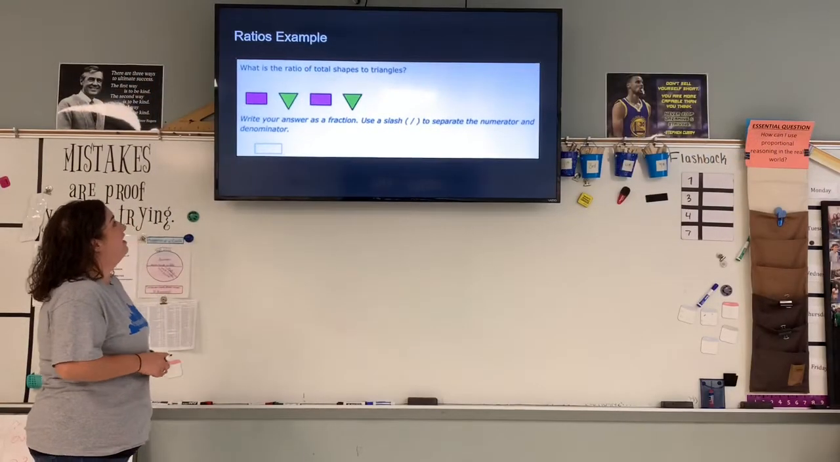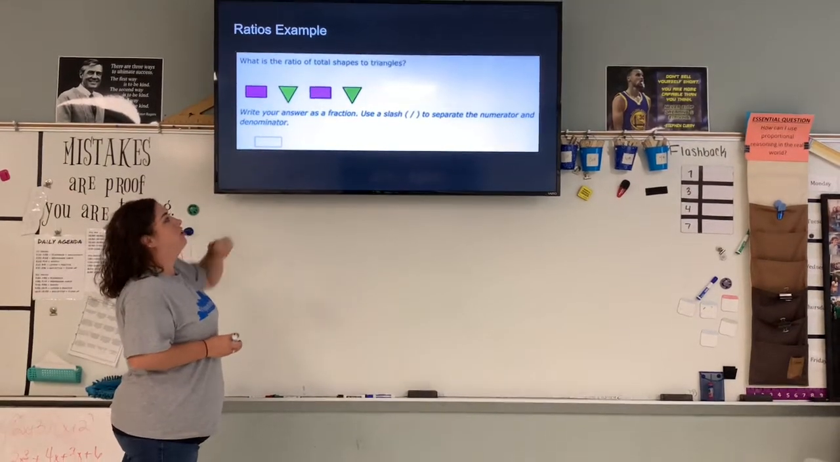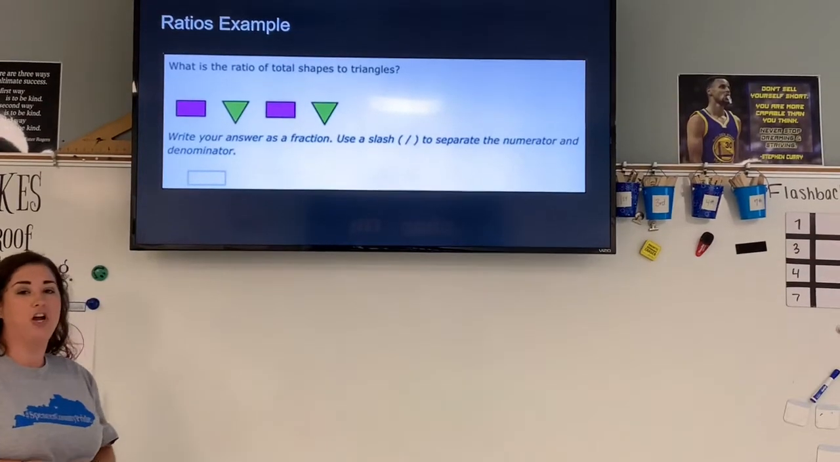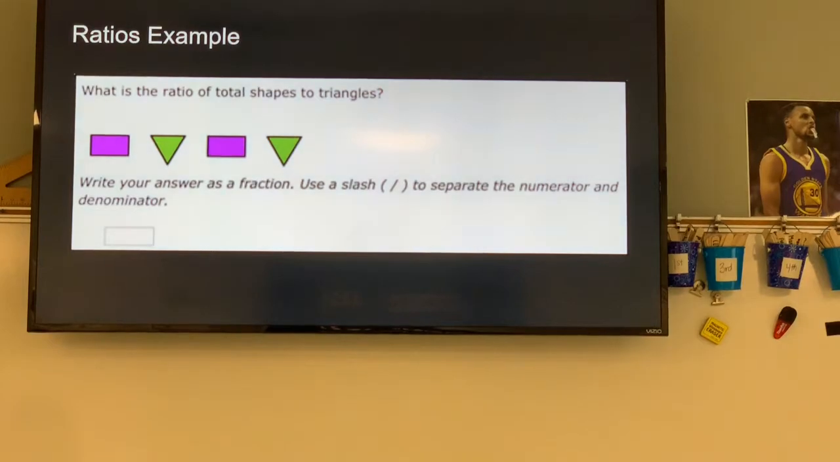Our second example is this one right here. It says, what is the ratio of total shapes to triangles? I want you all to go ahead and try to do this one on your own, since we've already done one example together. Once you get it finished, then we'll go over it together.